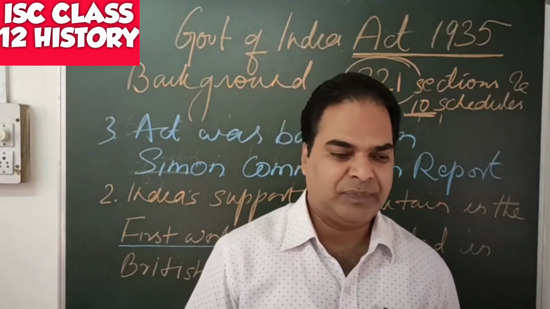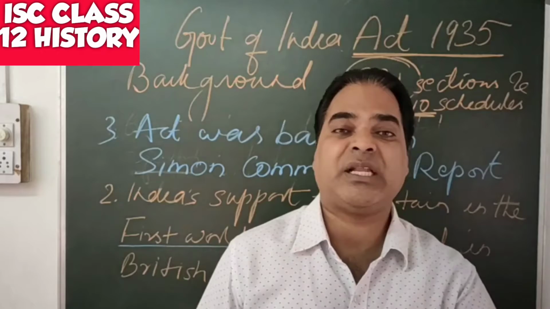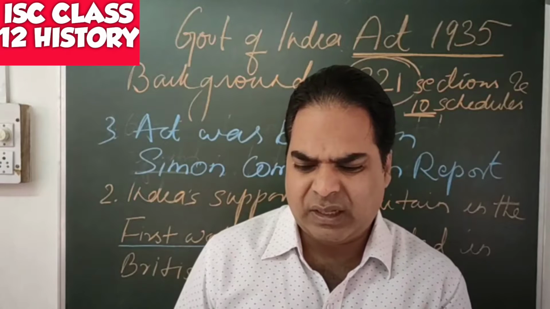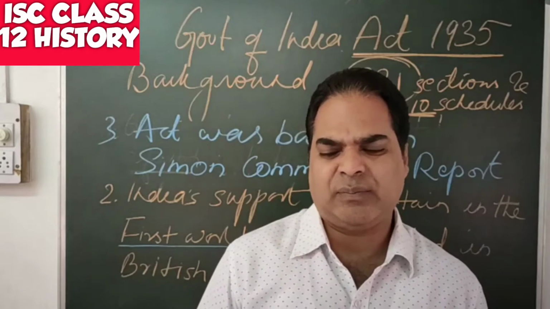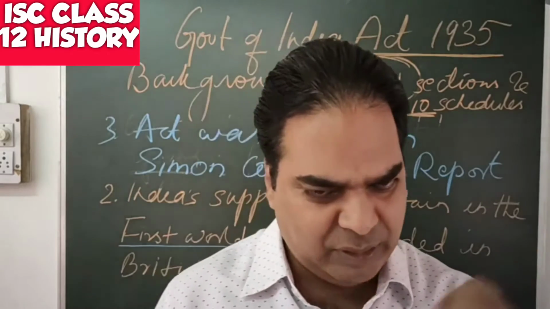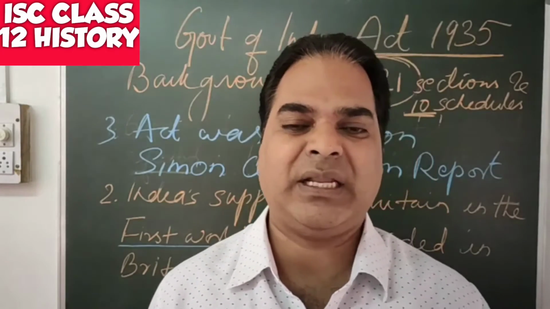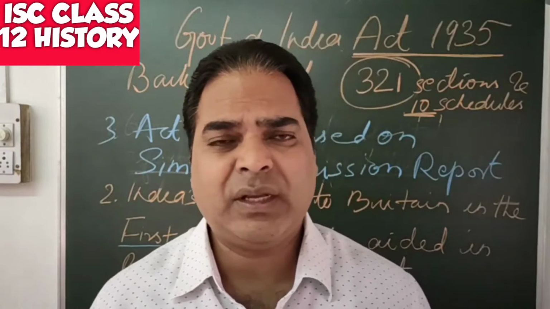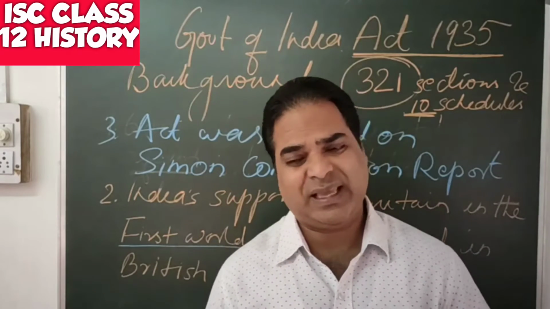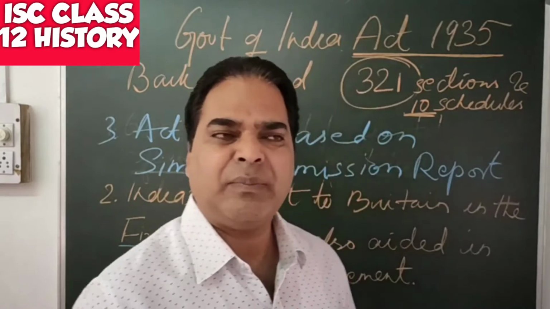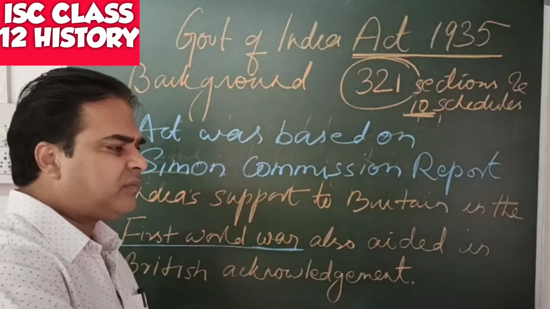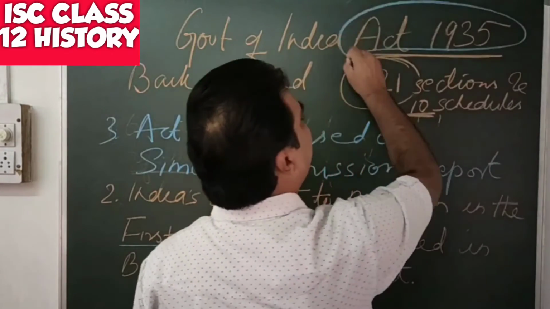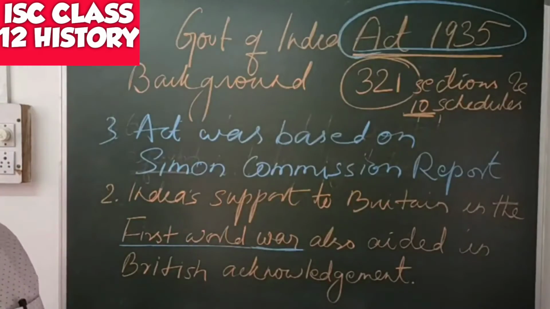In one such instance in Lahore, Lala Lajpat Rai was hit by a lathi. The situation went out of control, and the police ordered a lathi charge, and during the lathi charge Lala Lajpat Rai was hit by a lathi, and due to that injury, later on he died. So all this happened during the coming of the Simon Commission. Wherever they went, protest was going on. The Simon Commission anyhow prepared the report and submitted it. So the Government of India Act 1935 was completely based on the report submitted by the Simon Commission.